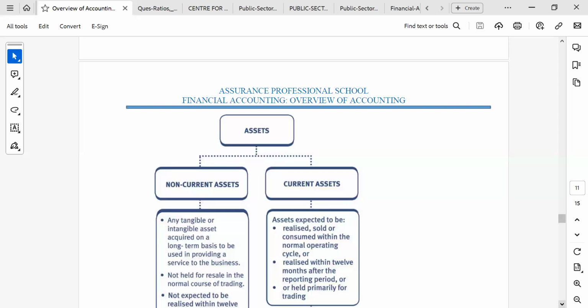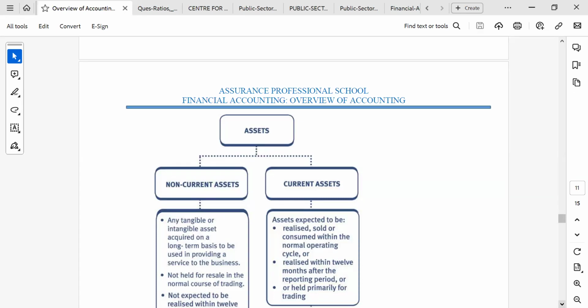It's a non-current asset. But the current assets are those assets that can be sold or realized or consumed within the normal operating cycle. So within a year, the asset can be converted into cash within a year, within the shortest period of time.